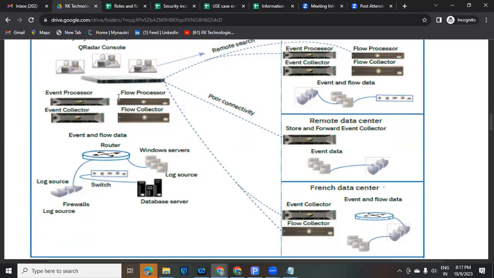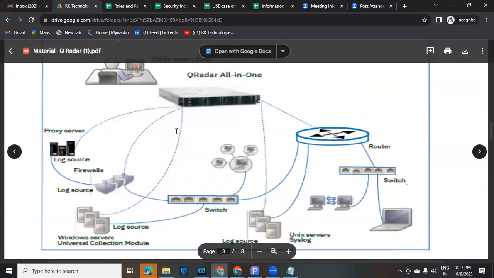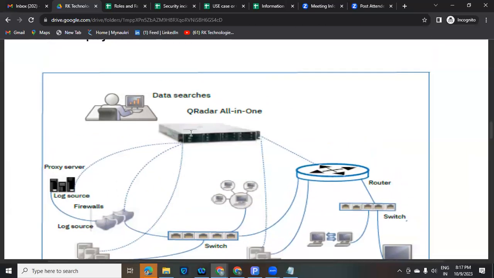Okay. So next one is all-in-one deployment. This is what all-in-one deployment is. It's a single hardware box. In most cases, this all-in-one box deployment we will use for startup companies or small or medium business companies. For enterprise level, we can use standalone or distributed deployment. For small or medium business companies, we can use the all-in-one box. That means our approximate EPS count or flows per second count is less than 2000 per second. For those deployments, we can use the all-in-one box.